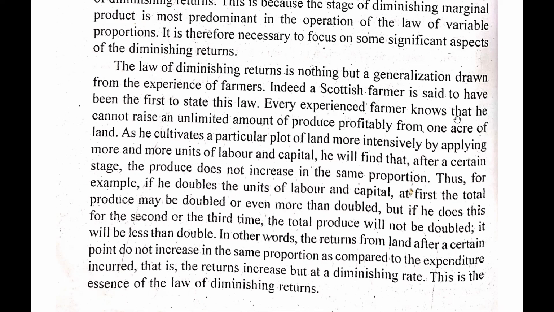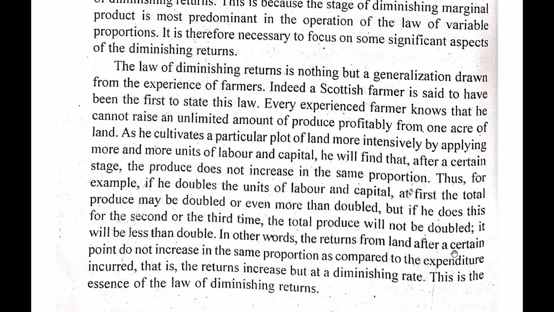Every experienced farmer knows that he cannot raise an unlimited amount of produce profitably from one acre of land. As he cultivates a particular plot of land more intensively by applying more and more units of labor and capital, he will find that after a certain stage, the produce does not increase in the same proportion. Thus, for example, if he doubles the units of labor and capital, at first the total produce may be doubled or even more than double. But if he does this for the second or third time, the total produce, or we can say the total production, will not be double. It will be less than double.